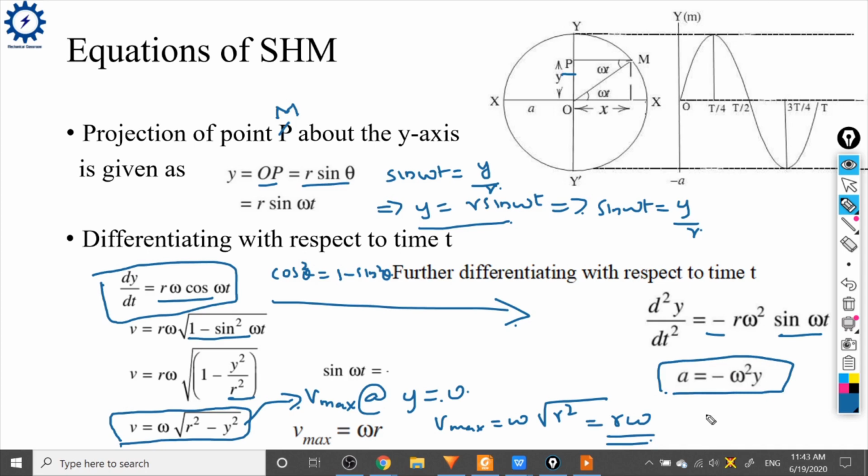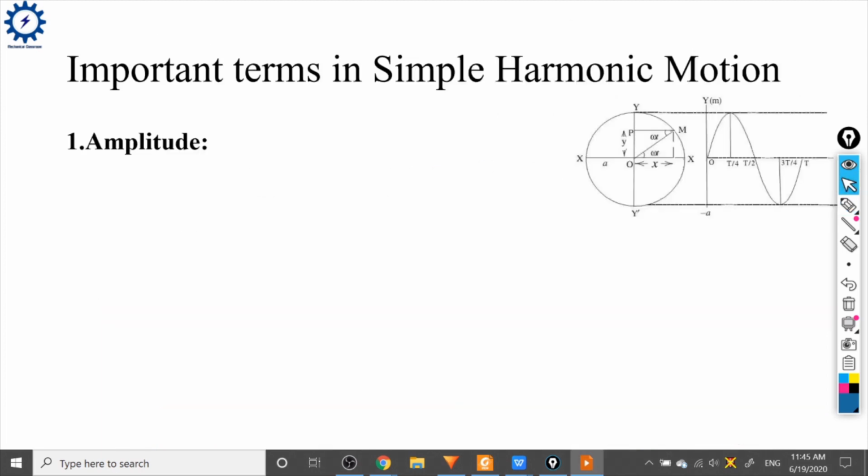In order to get maximum acceleration, we have to substitute y equal to r. The mass will be at y equal to r. That is our displacement, y tends to radius or amplitude. R is nothing but amplitude or maximum displacement. We will be getting the expression for maximum acceleration at y equal to r. So maximum acceleration will be equal to minus omega square into r.